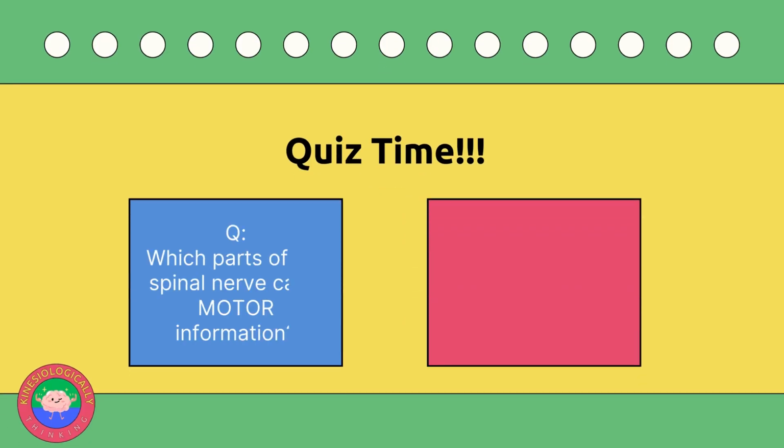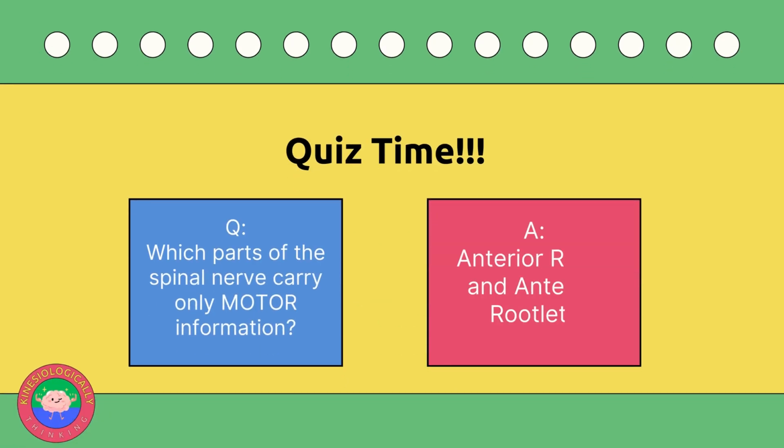Last question. Which parts of the spinal nerve carry only motor information? And the answer to our final question is anterior roots and anterior rootlets. A way to remember this is the action you want to perform will come out the front door of the spinal cord, and the feedback you receive will come back in through the back door of the spinal cord.